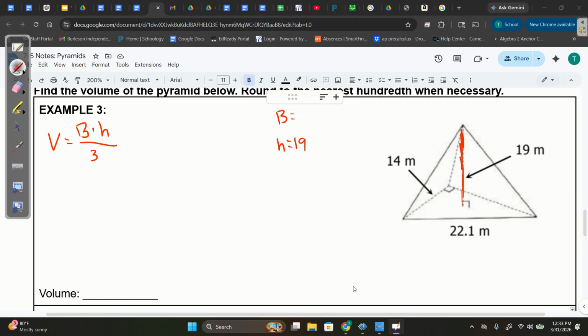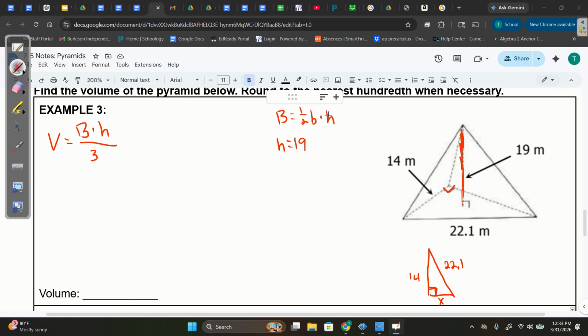My base is a right triangle, so I'm going to go ahead and reorient this right triangle so that the 90 degrees is right here. The long side is 22.1, and this side is 14. I don't know what the bottom of my triangle is, and we need to figure that out, because to find the area of the base, I need to do 1/2 base times height, because this is the formula for a triangle.